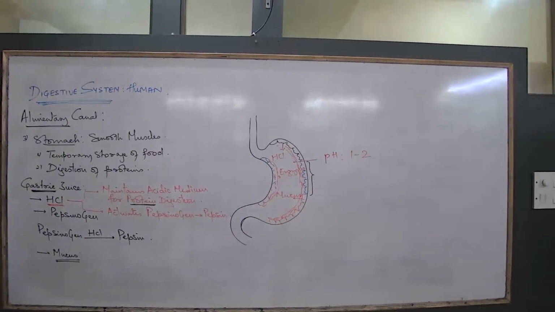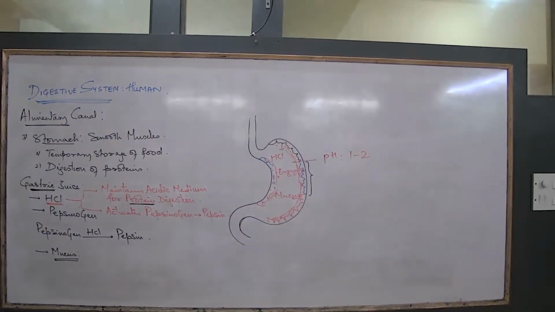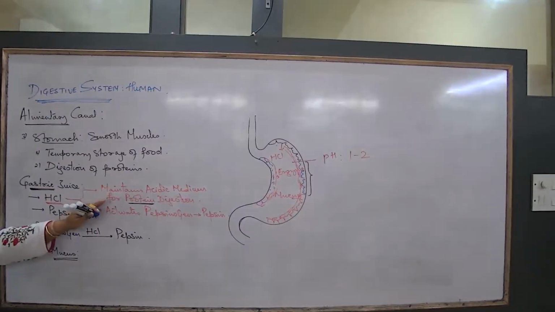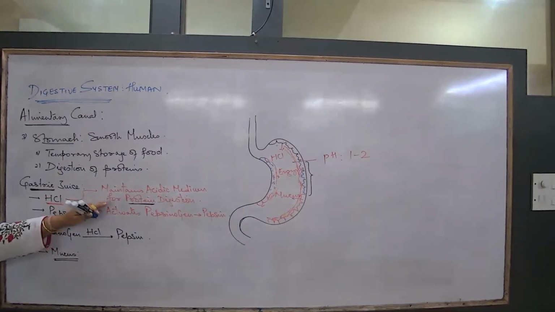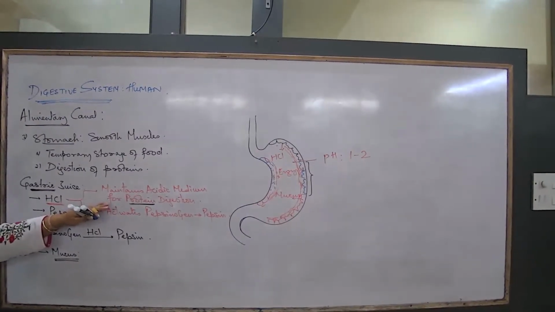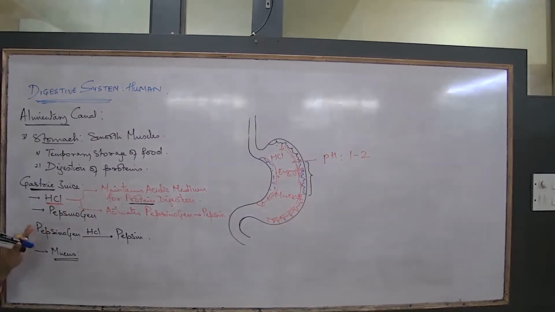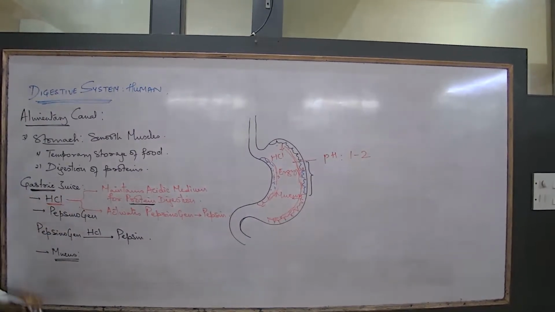आया समझ में? Now, what is the job of hydrochloric acid? Two functions of hydrochloric acid. You are already aware. The two major functions of hydrochloric acid क्या है? Maintain acidic medium for the digestion of proteins. Next, activates pepsinogen to pepsin. ये सबसे important point है. एक और point भी है which will be there in your book written.